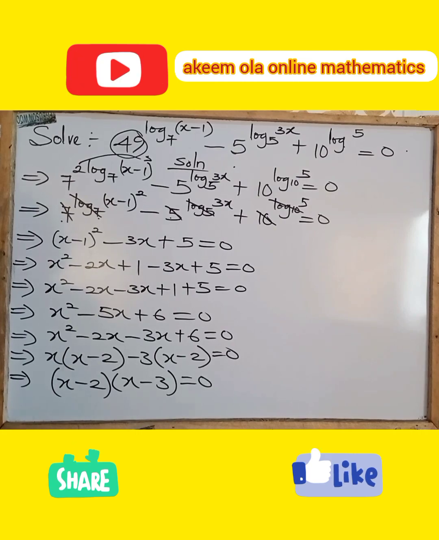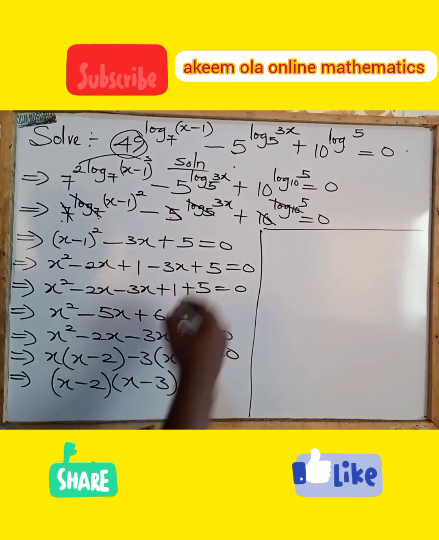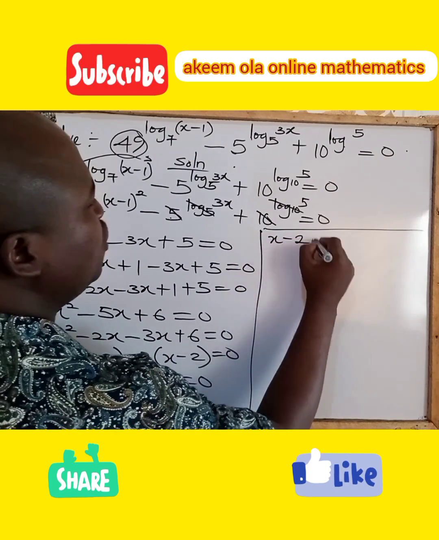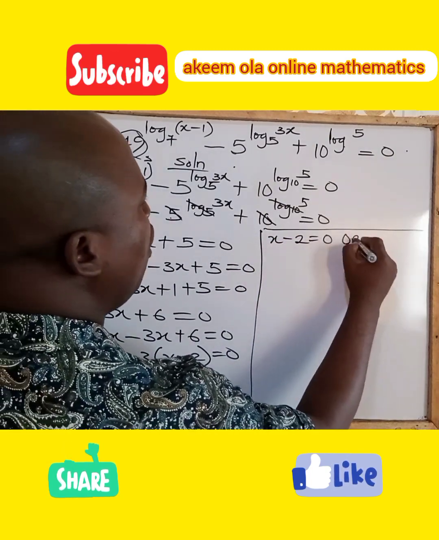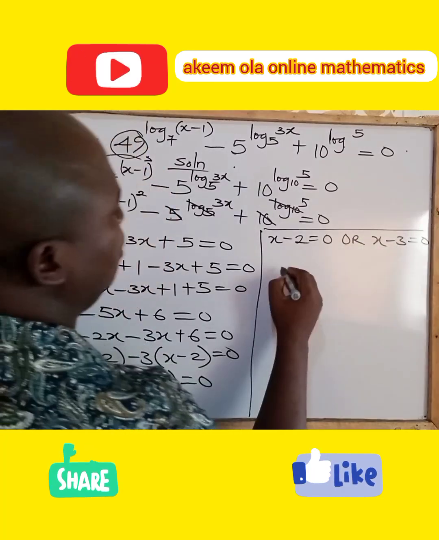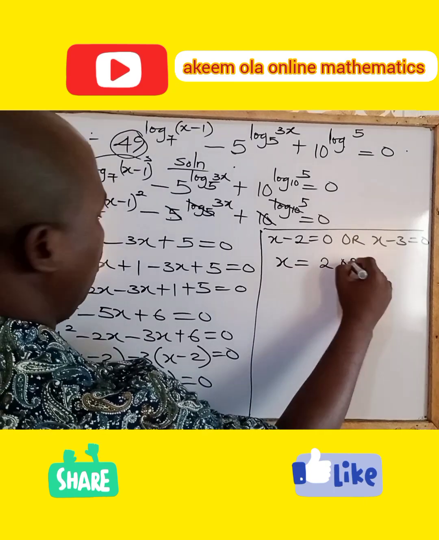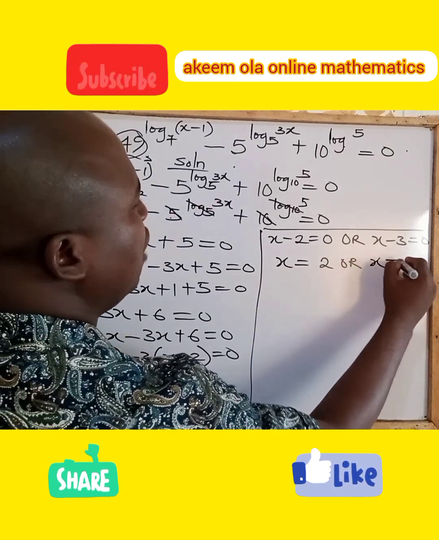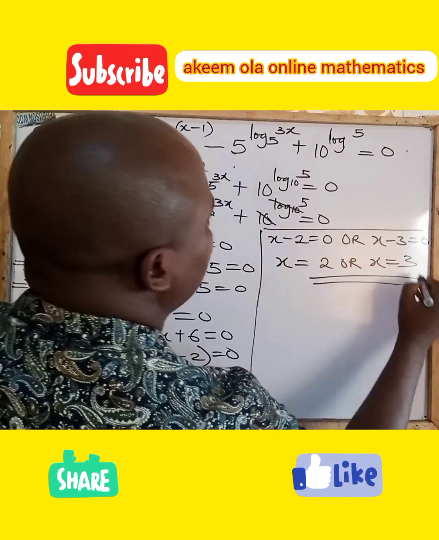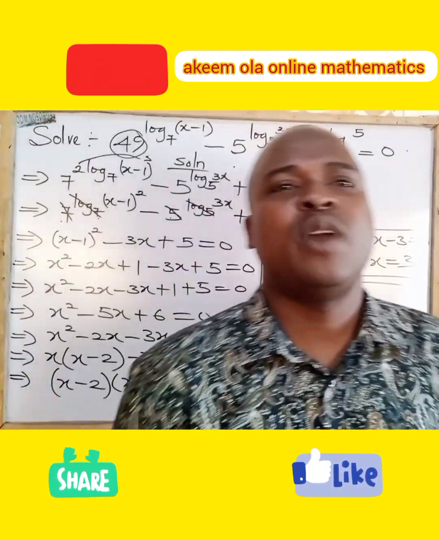So where do we go from here? That means we are going to have x minus 2 is equal to 0, or x minus 3 is equal to 0. So our x will now be equal to 2, or x is equal to 3. This is the solution to this particular question.